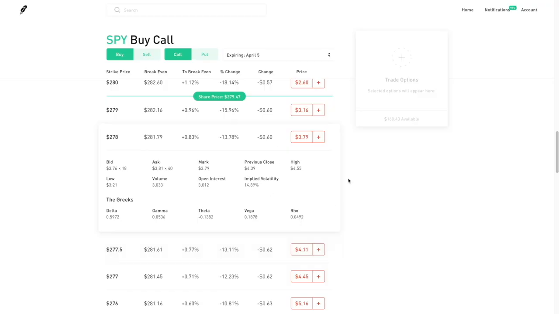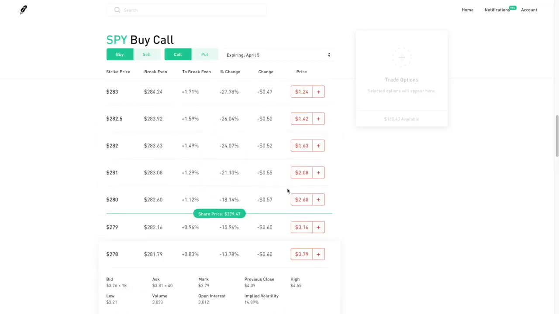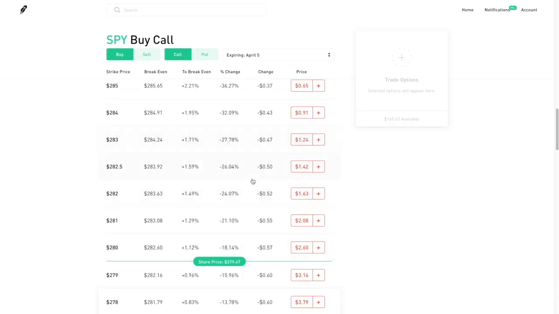You do not have to actually buy in the money options though. You can go further out of the money and choose one of these call options. And as you can see, 50 cents makes a huge difference. Here you go from 124 to 142.